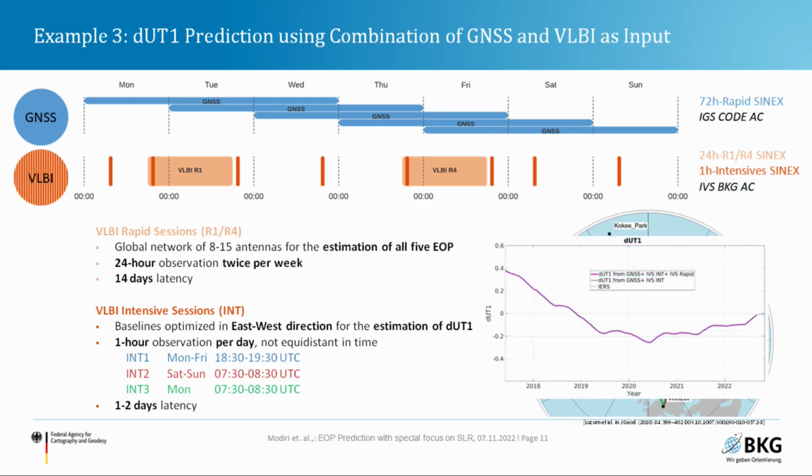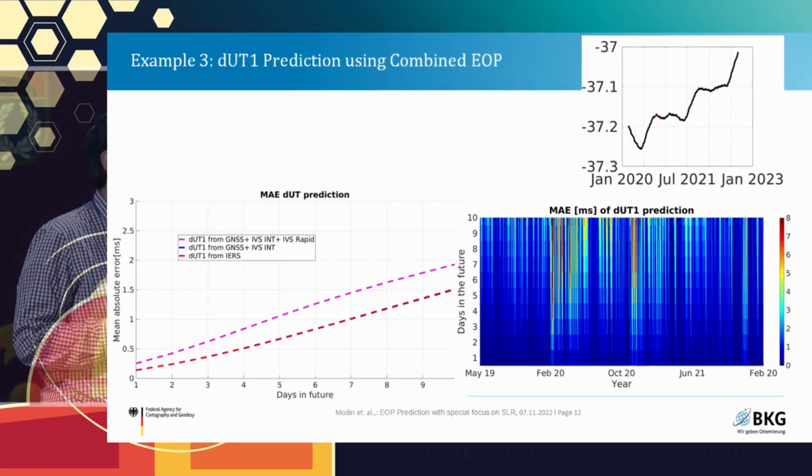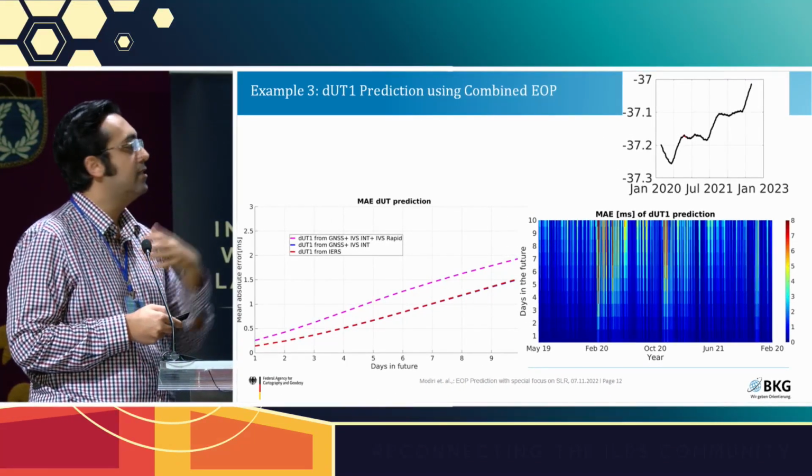And here I just plot the result when we use the GNSS plus rapid plus intensive, or only intensive and GNSS, and it's also the ILRS. And the solutions are in the same range, and that's why you can see them overlying each other. And this plot shows the DUT1 prediction. Again, in this application, it shows daily prediction for the next day, next 10 days.